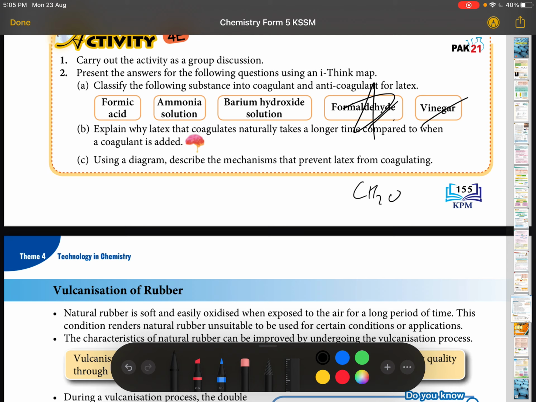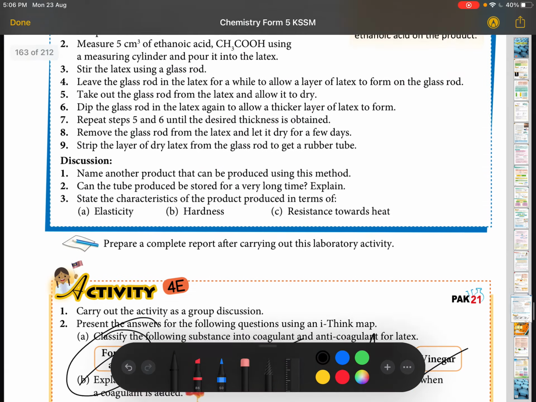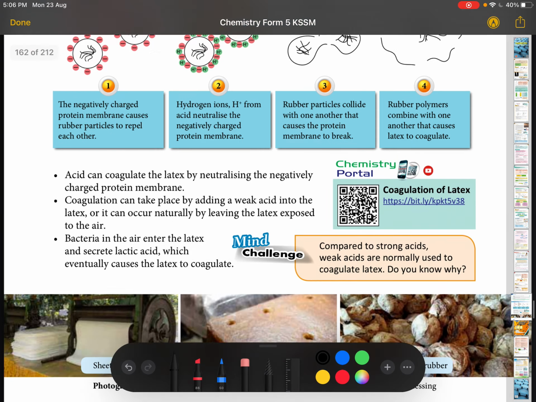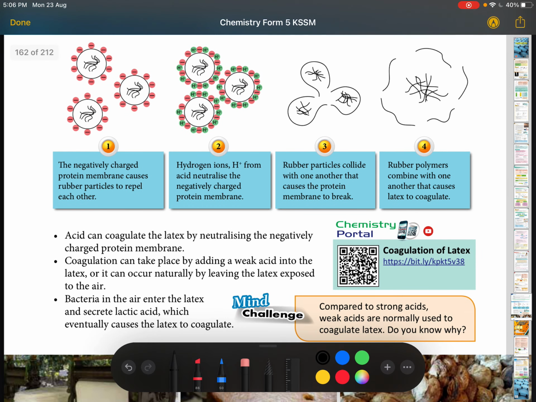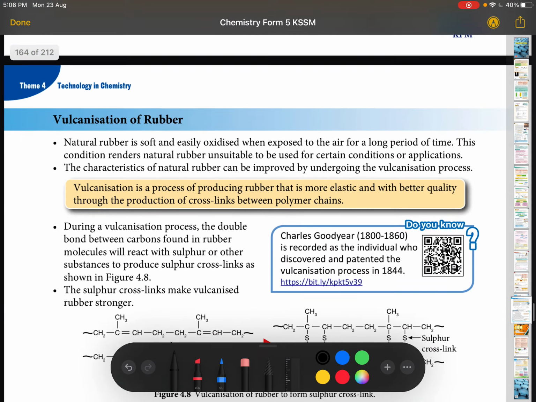And then these three. Yeah, I already mentioned this earlier, formic acid. So these two are anticoagulant, and the others are coagulants. Okay, explain why latex that coagulates naturally takes a longer time compared to when a coagulant is added. For this one, if I'm not wrong, you have to mention that the bacteria in the air have to secrete lactic acid first instead of immediately exposing it to acid. So that's why it takes longer.